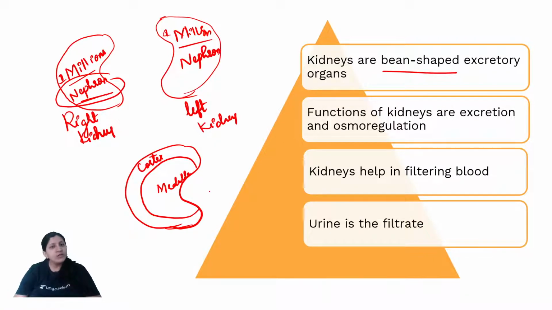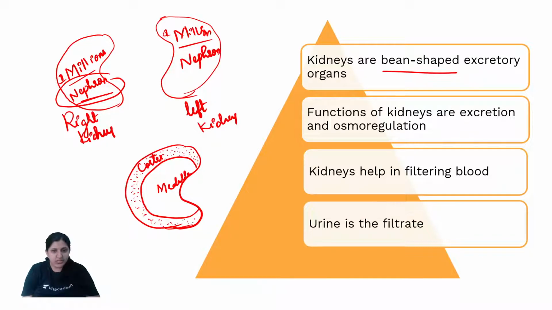When the longitudinal section is taken, the cortex region gives us a dotted appearance like this. You will observe dots like this. And in the medulla region, what do you find? In the medulla region, you will find striations or a pyramid-like appearance.